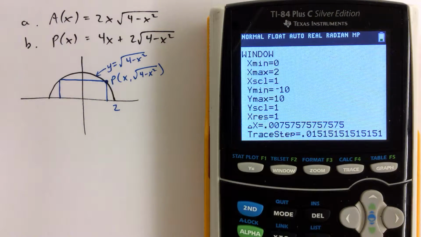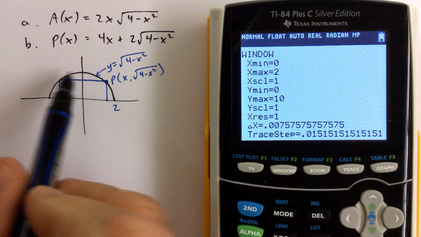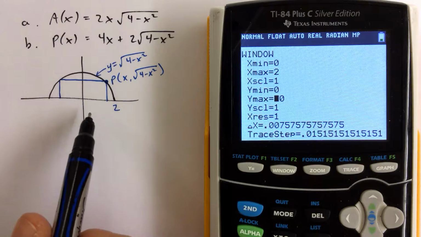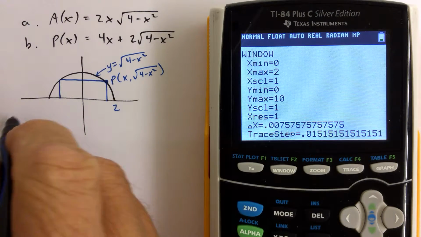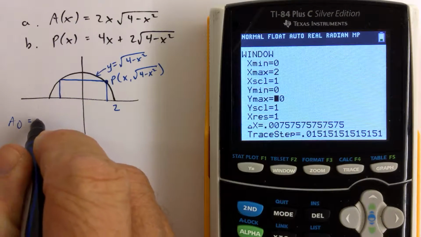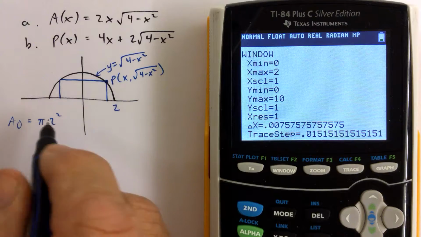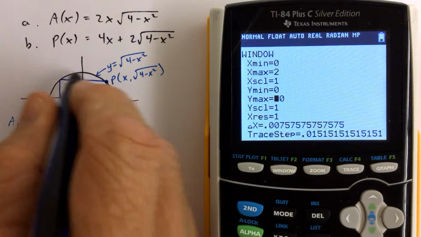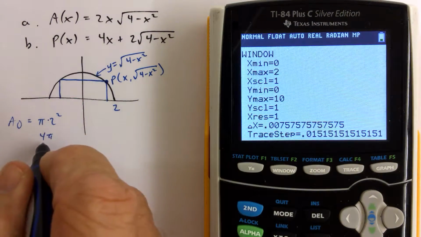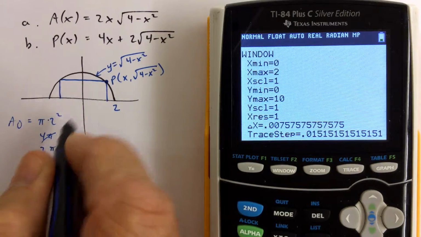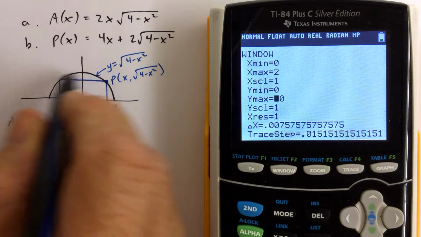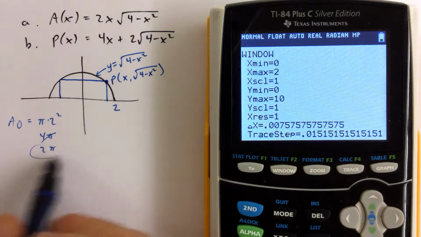And then the y min would also be 0. The y max, we don't know what the maximum area would be. So what do you think about the area of a circle? It'd be pi r squared. In this case the radius is 2, so 4 pi would be the area of the whole circle. Half of that would be 2 pi.